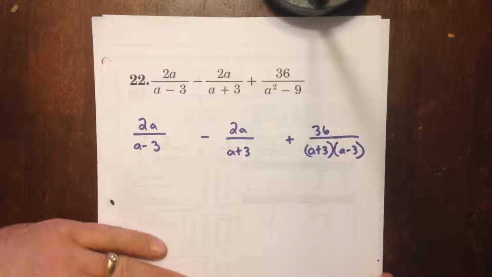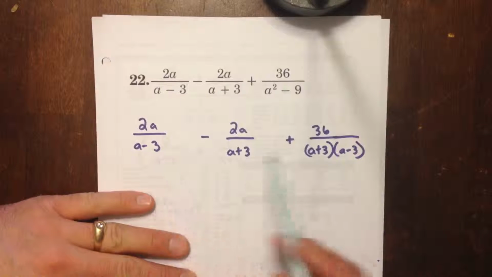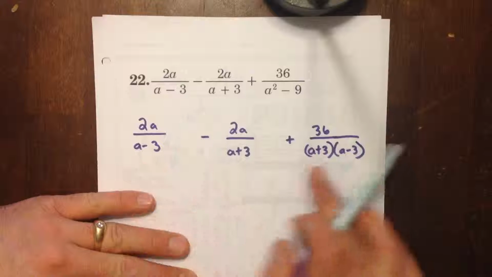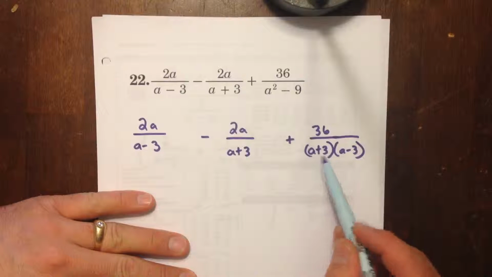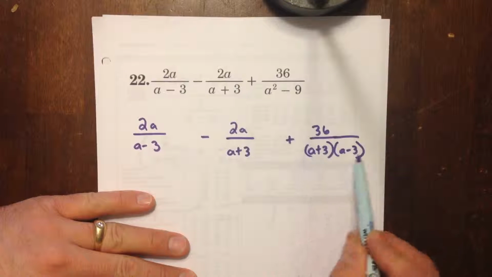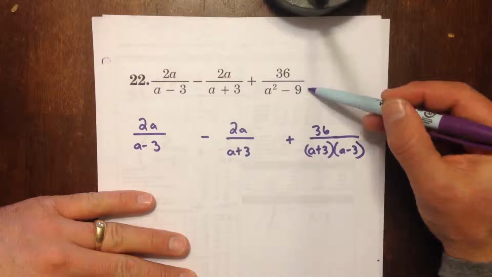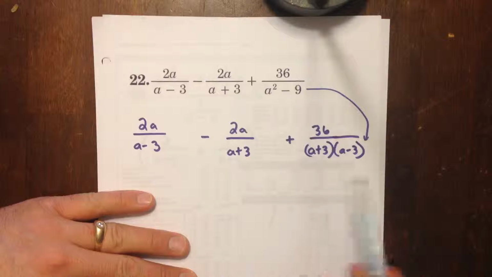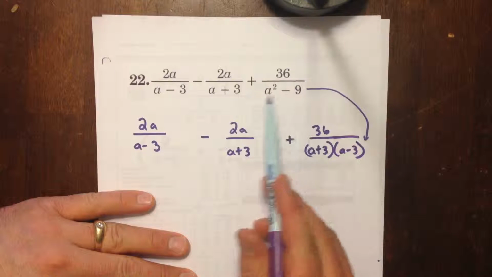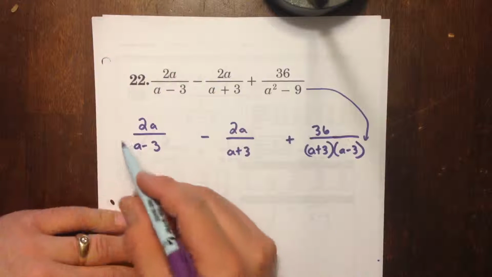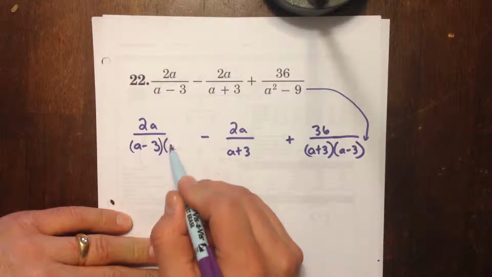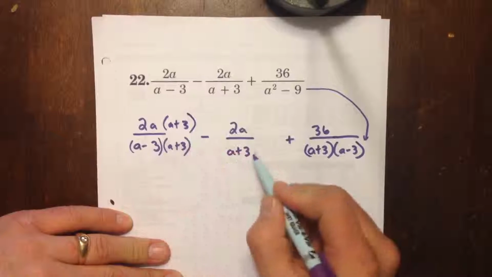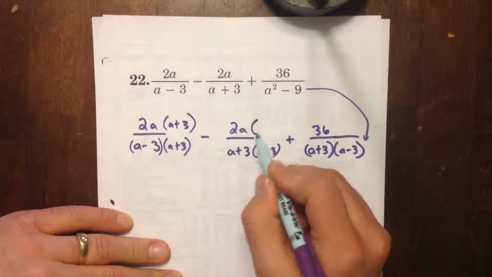Okay, 22. Again, we're subtracting and adding 2 or 3 different things, but it's not too difficult because think about it. This one already has. Now I had to do a little bit of work here. I had to factor that. But after I factor that, it's pretty simple. Difference of 2 squares. I need to add an a plus 3 here and an a minus 3 here.